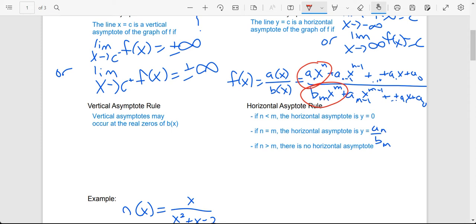And what the horizontal asymptote rule says, if n is less than m, meaning the highest power on your denominator is bigger than your numerator, your horizontal asymptote is y equal to 0. If n is equal to m, then your horizontal asymptote is a sub n over b sub n. So if the highest power is the same, look at the coefficients, and it's going to be the numerator divided by the denominator. And if n is greater than m, there is no horizontal asymptote, but it will be something we talk about later.